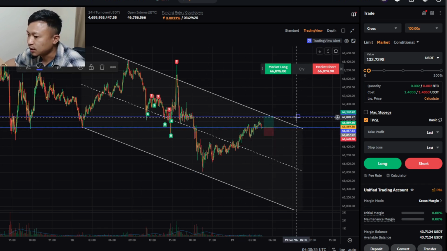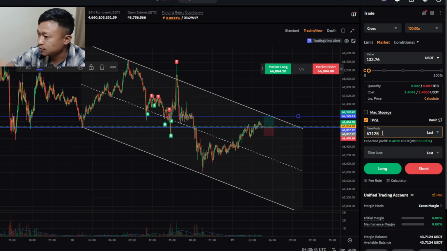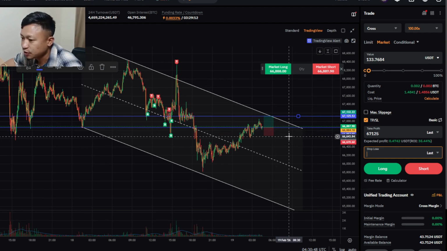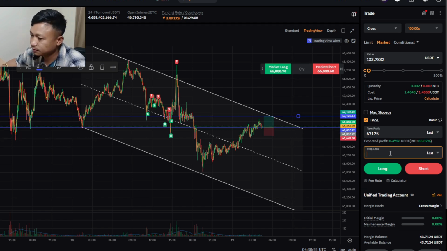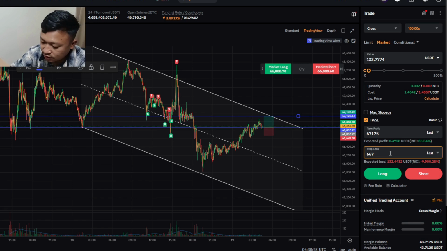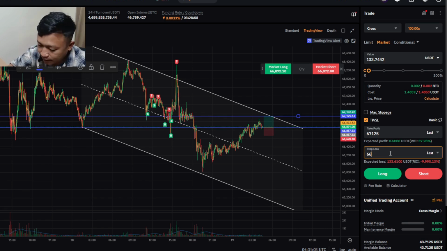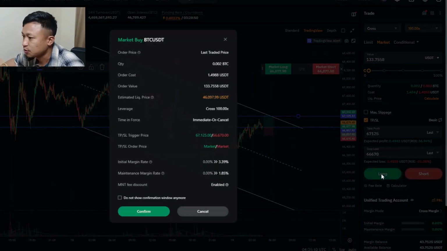That is around 67,125. 67,125 becomes your target, just as a small demo. And your stop loss is around 66,670. So now my TP is set, the target is set. Just go and buy long.